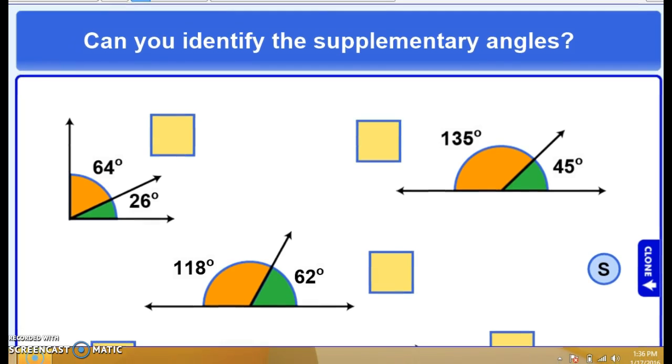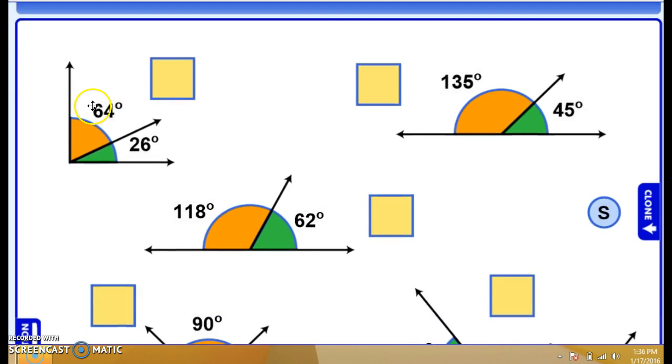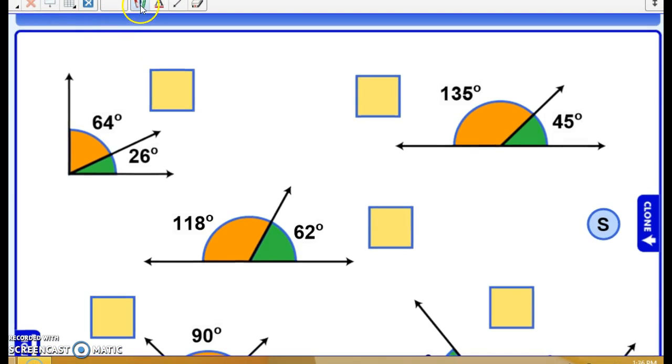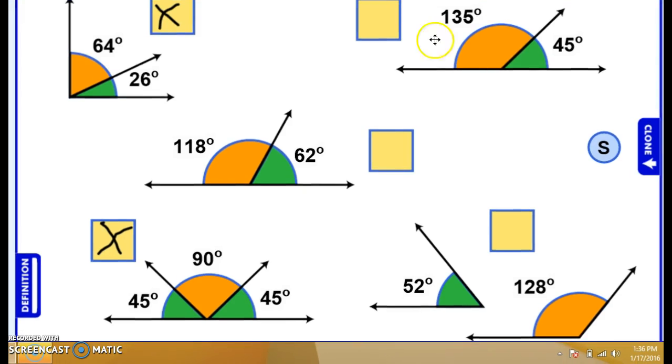Alright, kind of like that first slide, we need to find the supplementary angles now. And if we remember from the first one, 64 and 26 adds up to 90 degrees, not 180 degrees. So this one is not going to be a supplementary angle. The same thing with over here. This is going to be 45 plus 90 plus 45, which does add up to 180 degrees, but it is three measurements. So since it's three measurements, it doesn't count. It is not a supplementary angle.